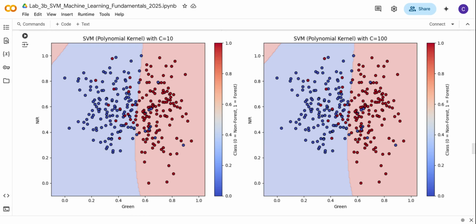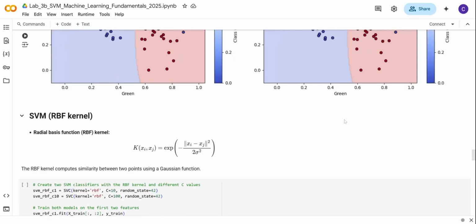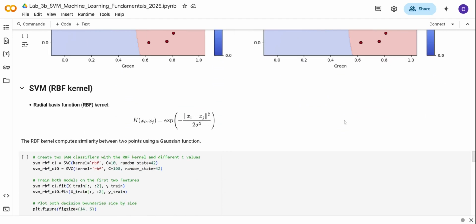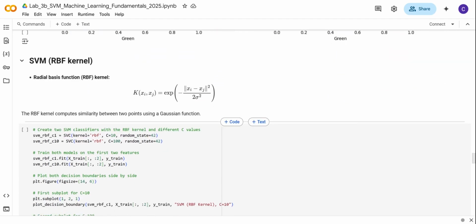Another kernel that we can use is called the Radial Basis Function kernel. This measures similarity based on distance from a central point. You're just using this to measure distance. This is commonly used, especially in remote sensing. Many studies have used the radial basis function to do that.